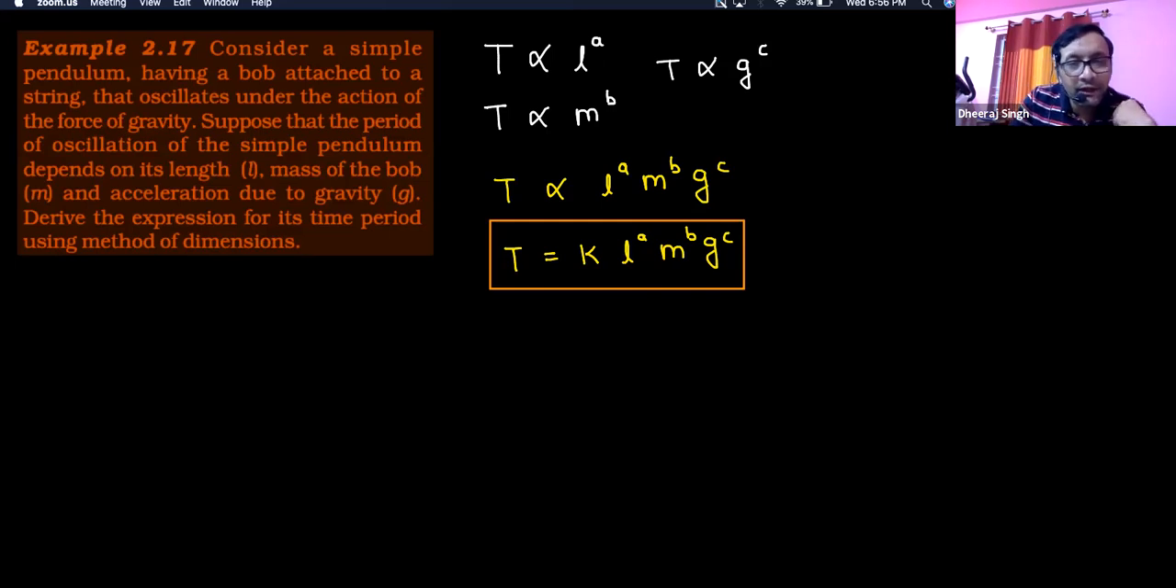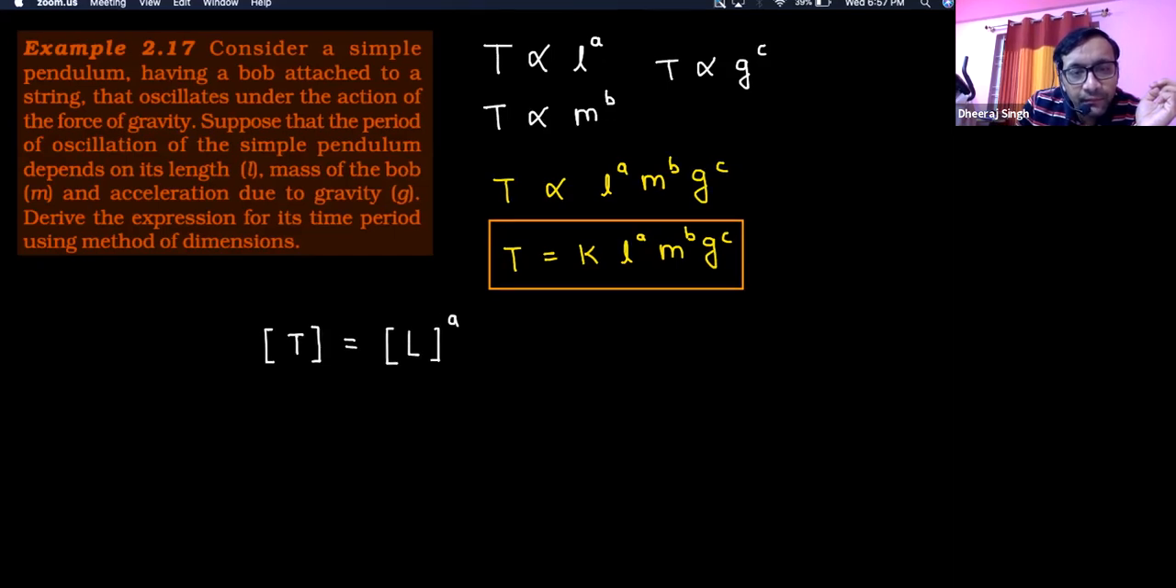All of you, listen here. This one question I'll do, then you'll be able to solve all the related questions. So the dimensional equation, this is how you write it. Dimension of T will be equal to dimension of length to the power A, dimension of mass to the power B, and dimension of G to the power C. Right?